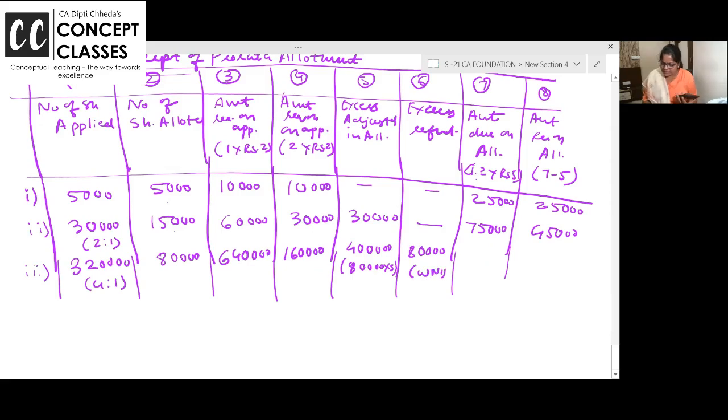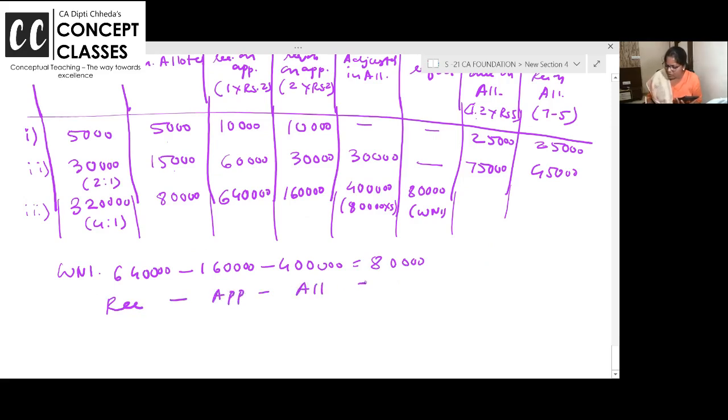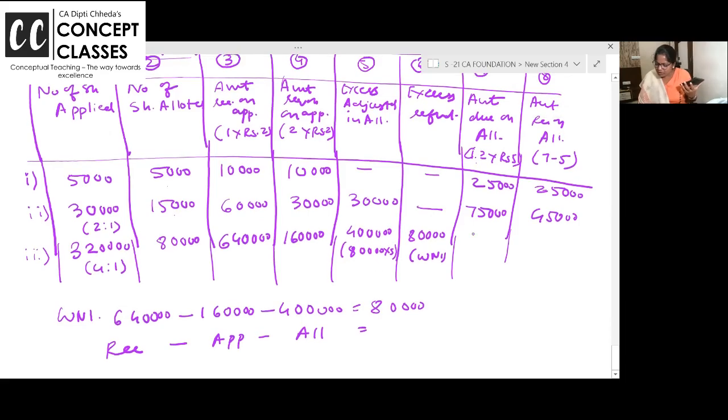Working note 1, ये देखो, I am writing here, working note 1. 640 received minus 160 minus 4 lakh is 80,000. 640 received. This is application. This is allotment. Ma'am, first call भी तो है ना 7 rupees. No, they are just adjusting an application allotment और बाकी का refund कर दे रहे. How much is due on allotment? 4 lakh. How much is to be received? Nil. Because 4 lakh पूरा adjusted against the application.